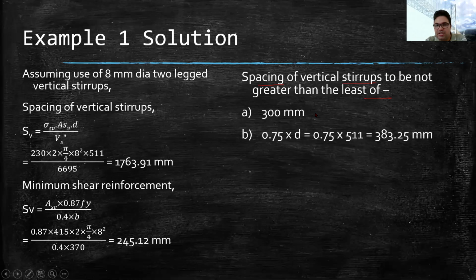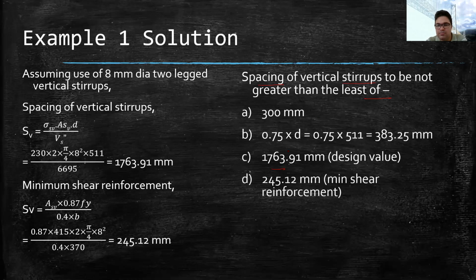So there are 300, then 0.75 times D, which by calculation is 1763, and from the minimum shear reinforcement criteria it is 245.12. So all four criteria are giving us some values of the spacing, but we will adopt the least value, which is 245. So we can say now again it is written as 245.